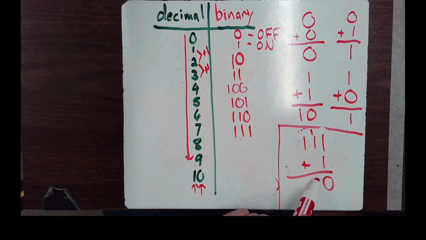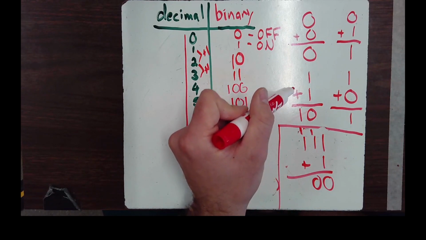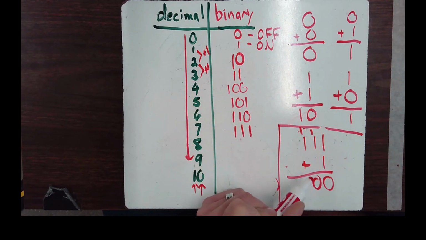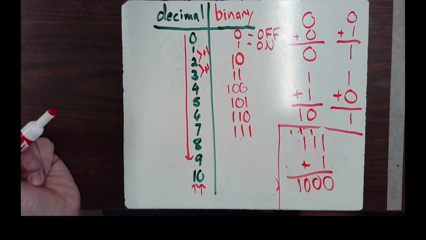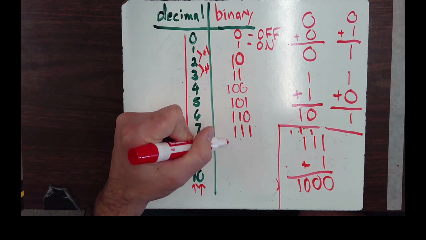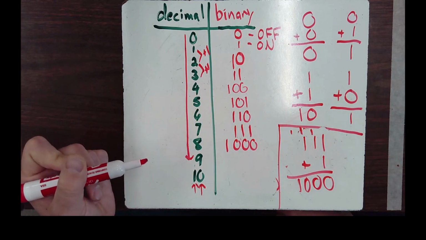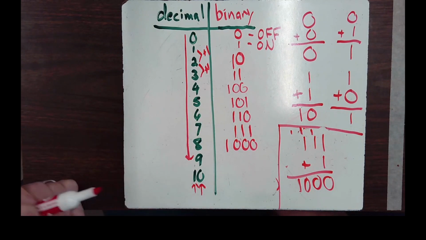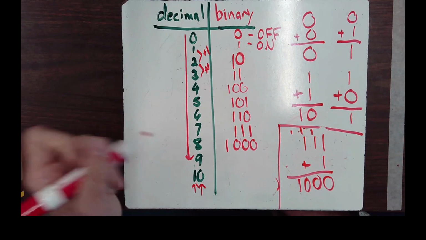I'm going to write the 0, carry the 1. I get 1 plus 1. Again, 1 plus 1 is 1, 0. I write the 0, I carry the 1, there's nothing for it to carry to, and I drop it down. So the number 8 has a brand new place value, 1, 0, 0, 0. And I just kind of know this. I just really wanted to get to 8 to show you that last math problem.